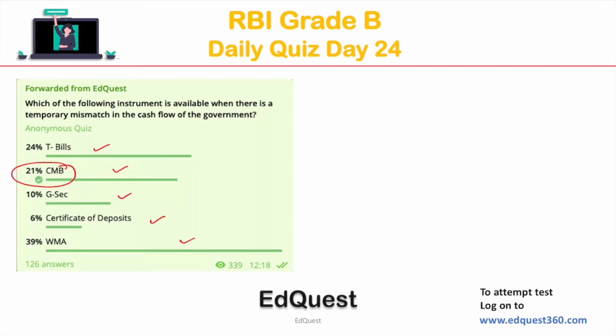A lot of people have marked it as ways and means advances, and quite a few have marked it as treasury bills. So let us understand what cash management bills are and what ways and means advances are. When you understand this CMB and WMA, you will know how they are different and why the answer to this question is cash management bills only.